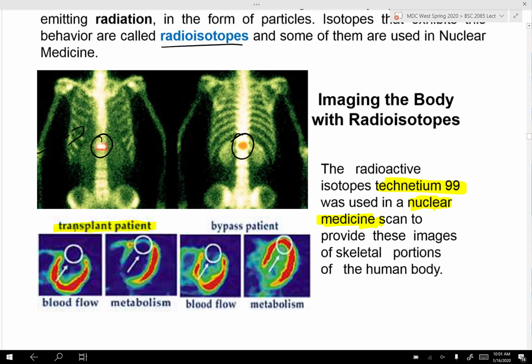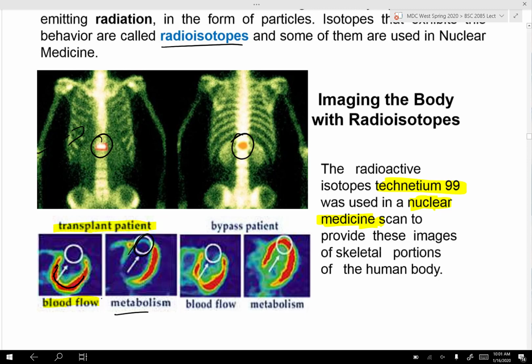Normally, with this transplant patient, if you look, it has a blood flow, and you can see that there is actually blood flowing, all those red markings, correct? Now on this side right here, look, there's no blood flow there. So that means somehow there is a problem. So there is a problem in the circulation.